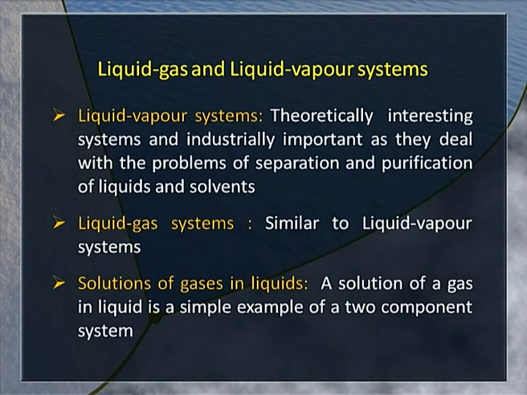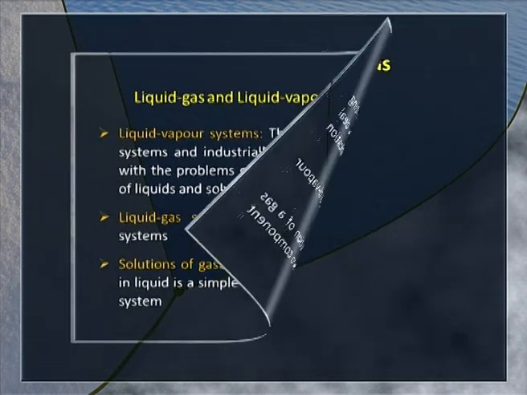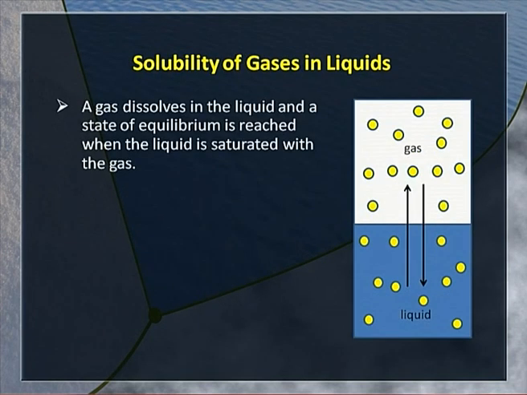Solution of gases in liquids. When a solution of a gas in a liquid is considered, it's a simple case of a two-component system. Consider this. If we bring a gas in contact with the liquid, the gas dissolves in the liquid to give a solution. The dissolution continues till the liquid becomes saturated with the gas, when an equilibrium is established between the gas in the gaseous state and the gas that is present in solution.